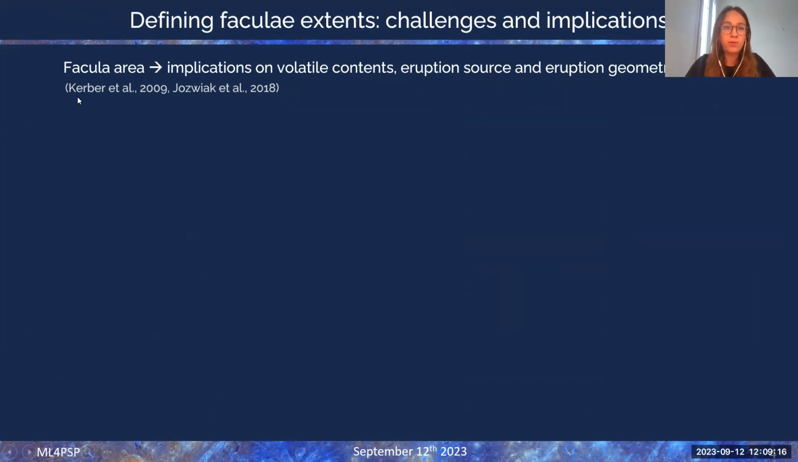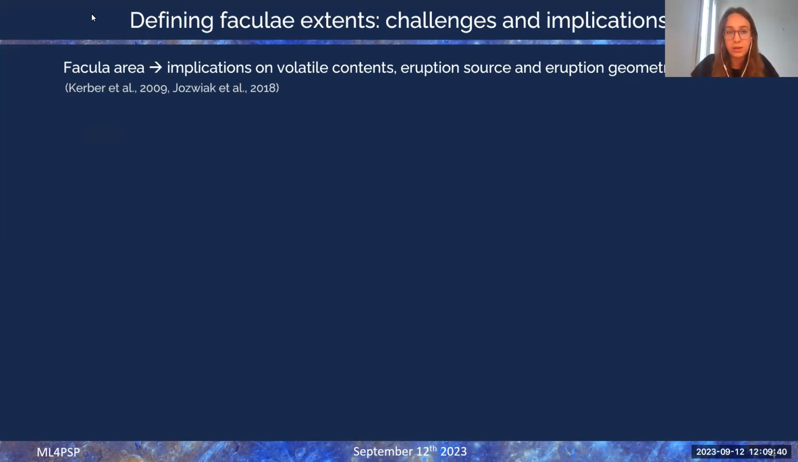So why do we want to study the extent of the deposits themselves? Well, the reason is that this extent gives us a lot of information on the eruption itself. It has implications on, for example, the amount of volatiles that was needed to emplace these deposits, also on the source of the eruption, the geometry of the eruption, and so on. So it's important to characterize their extent.